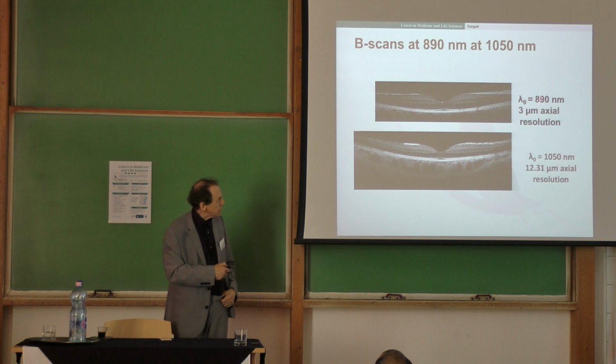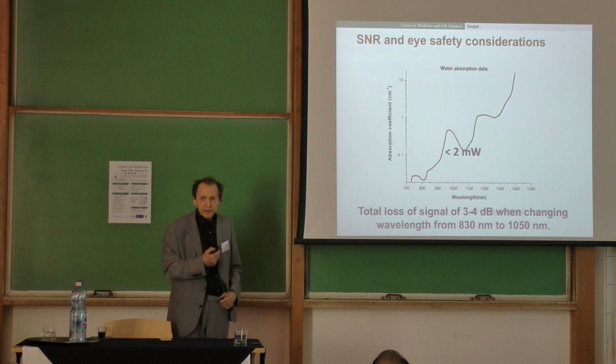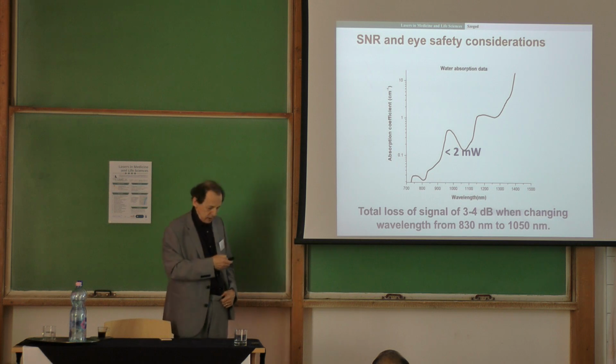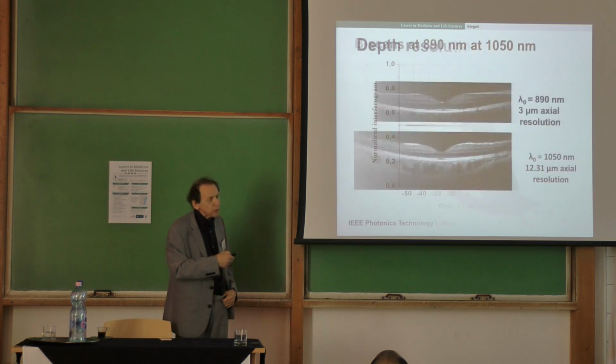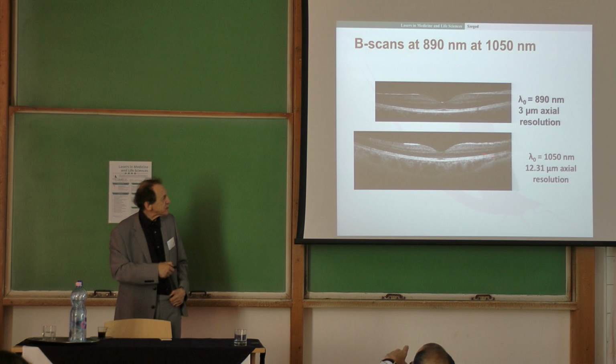So by increasing the wavelengths, only by moving from these wavelengths to these wavelengths, the scattering is less. So now we have sufficient, even if there is some more attenuation, we can still see better. And now the systems.